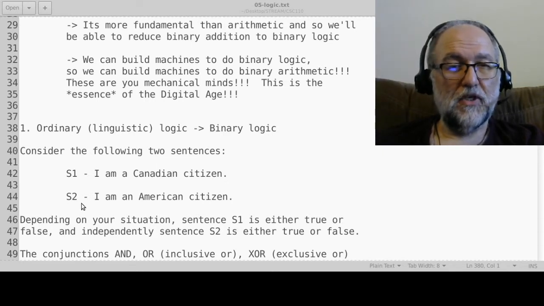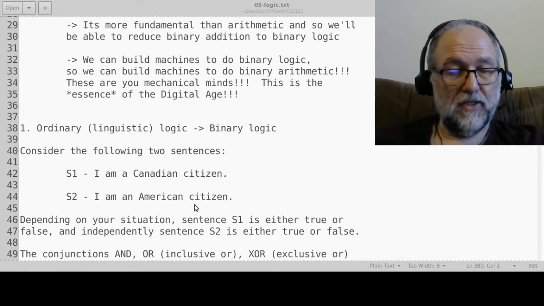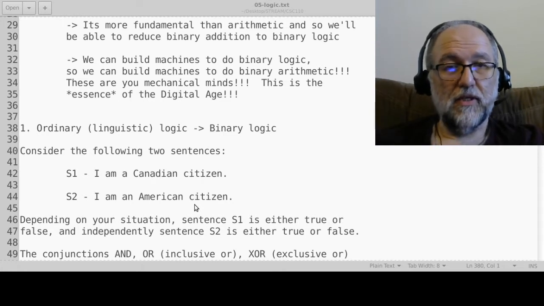And then there's a second sentence here, I am an American citizen. That could be either true or false, depending on the situation, depending on who's saying it. Now, in my situation, I actually am a dual citizen. So if I said I am a Canadian citizen, I'd be speaking the truth. And if I said I am an American citizen, I'd be speaking the truth.